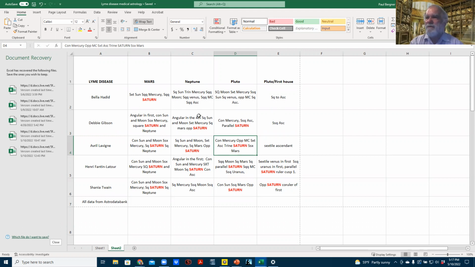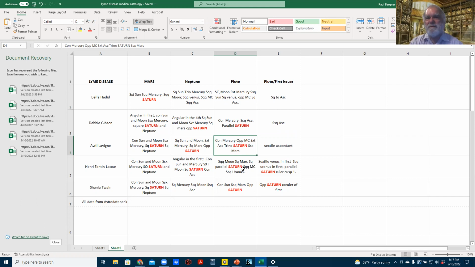Neptune angular in the fourth, Moon and Mercury square Mars, Neptune opposite Saturn. Okay, here Neptune opposite Saturn. Neptune square Saturn, right? You see this again and again. And here for Pluto, there Pluto was parallel Saturn here. There was a trine Saturn here. They weren't all discordant. Parallel Saturn there and opposite Saturn there.